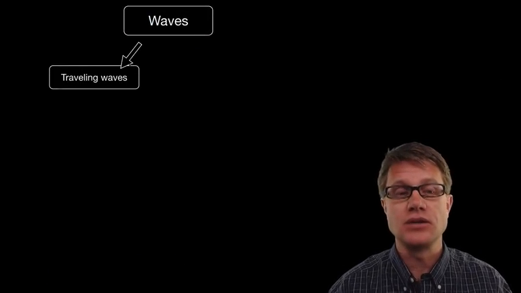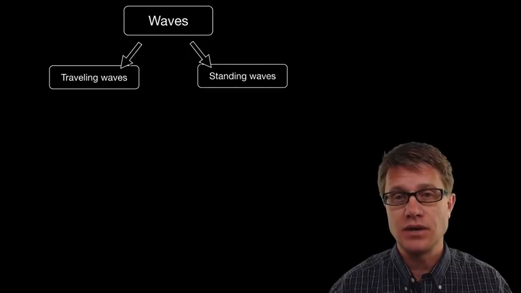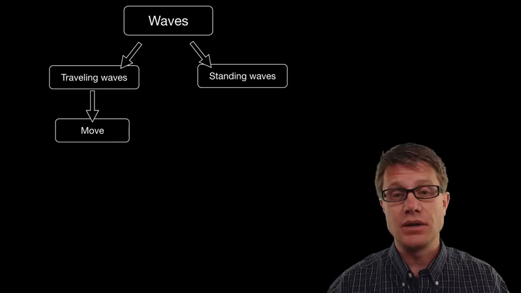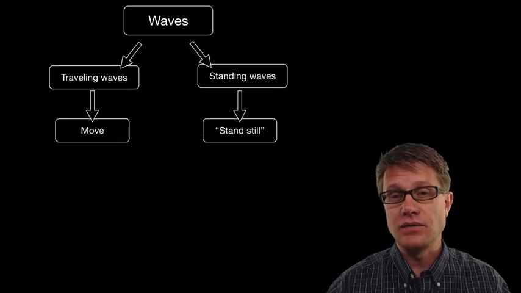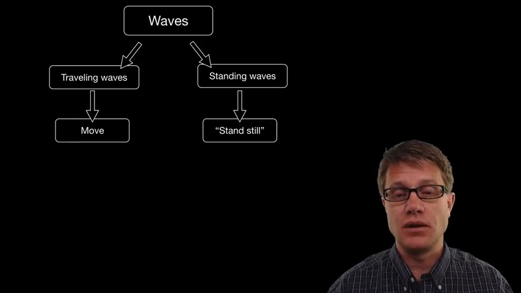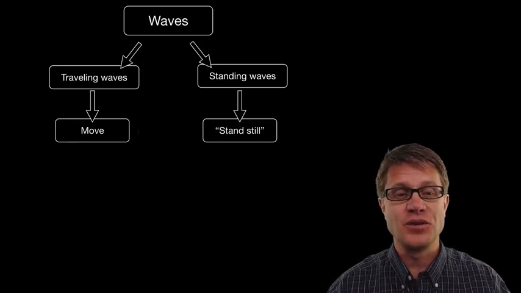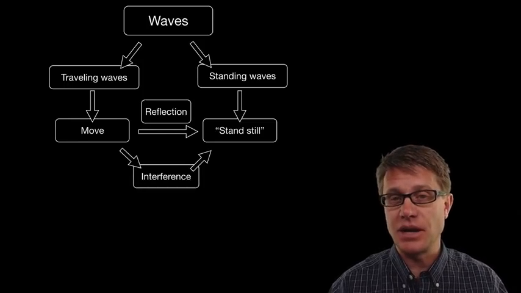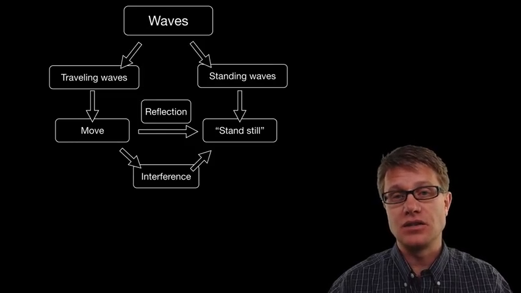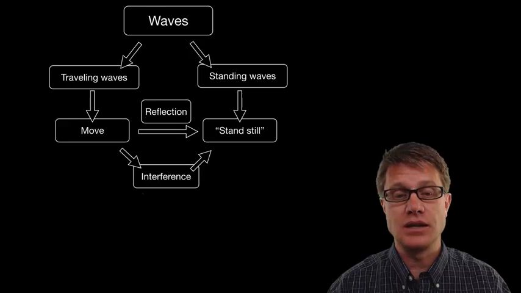And so waves can be traveling or standing waves. Traveling waves, just like the name implies, move from one area to another. But standing waves appear to, quote unquote, stand still. It doesn't look like they're moving at all. Now they actually are, and what's happening is the traveling waves are bouncing back and forth, and due to interference, they're creating these stand still or standing waves.